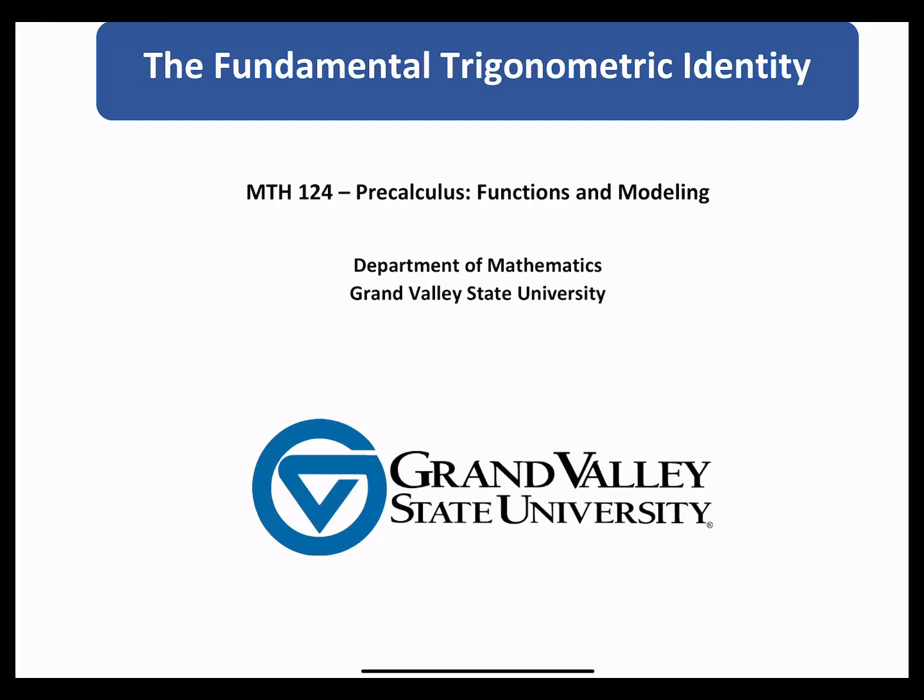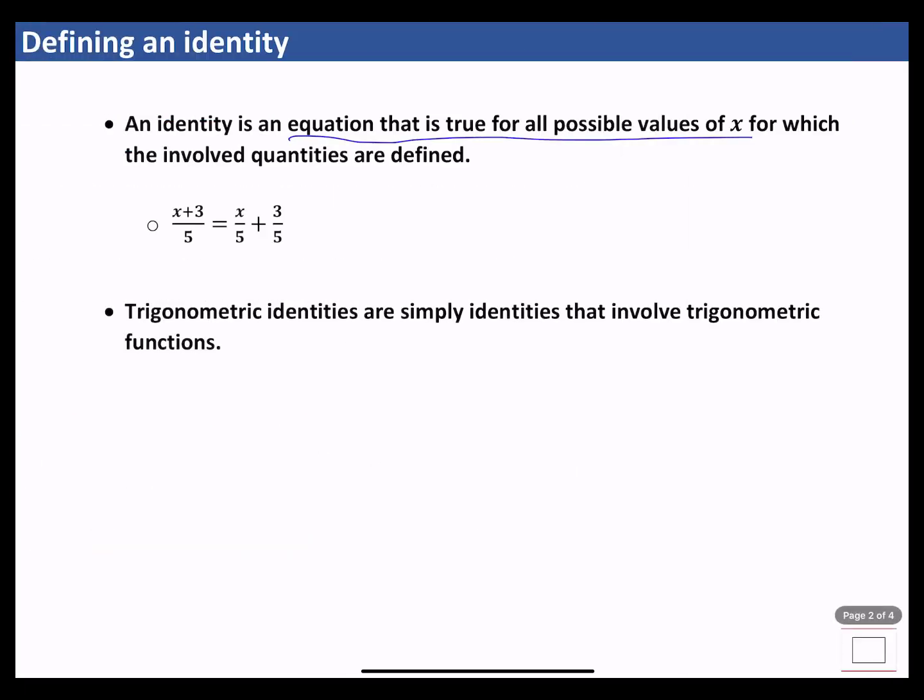An identity is an equation that is true for all possible values of x for which the involved quantities are defined. For example, the equation (x + 3)/5 = x/5 + 3/5 is an identity because it is true for every value of x, and the left and right sides of the equation are simply two different looking but completely equivalent expressions.